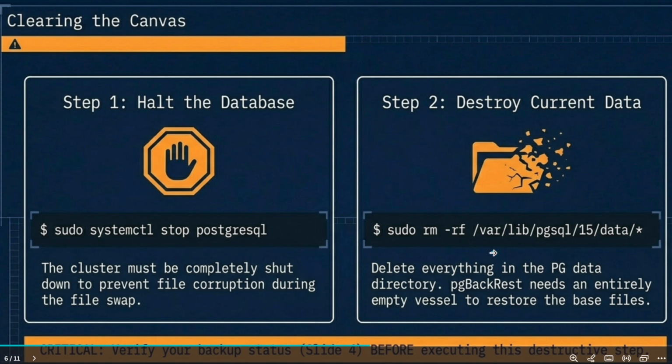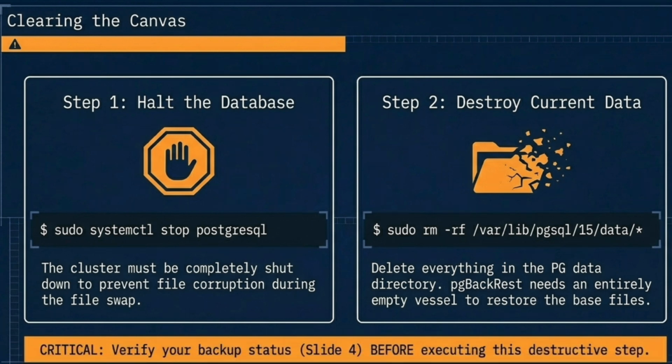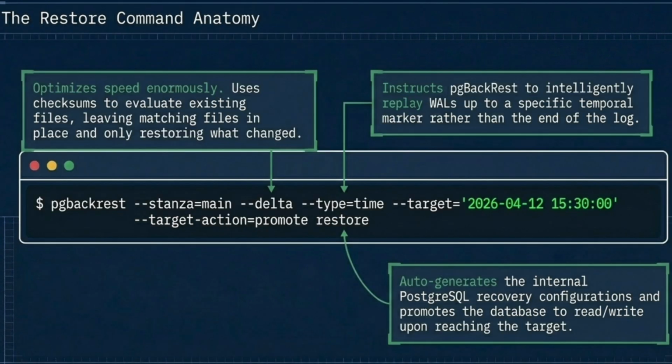Else you can use the delta flag, which I explained earlier. So you can just execute the delta, so you don't need to remove any certain files. It automatically performs the checksums, right? So this is the exact command, the pgBackRest, and you have to maintain the stanza. So you can see that the delta uses those checksums to evaluate the existing files, leaving the matching files in place, and only restores what has changed. So that is why you don't need to touch the existing files.